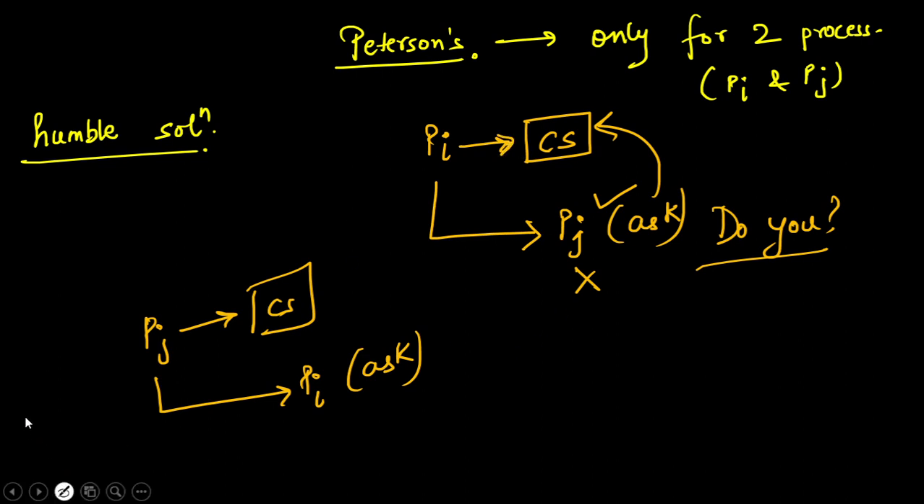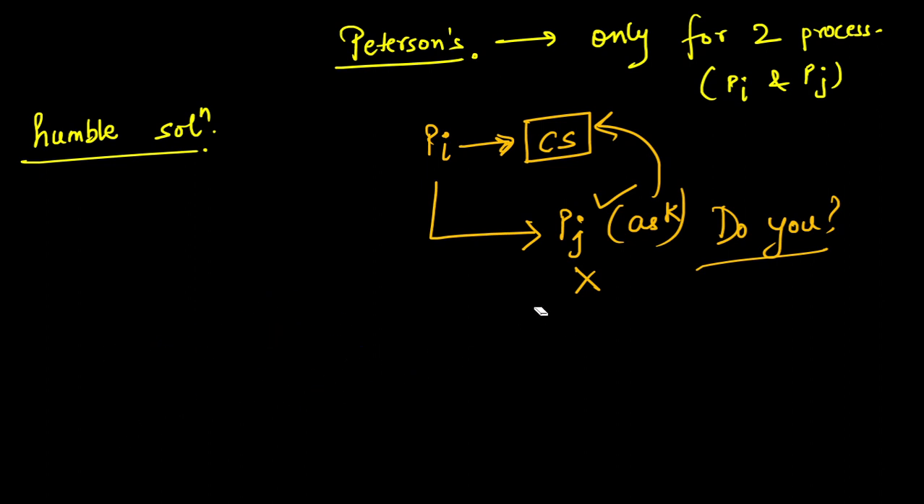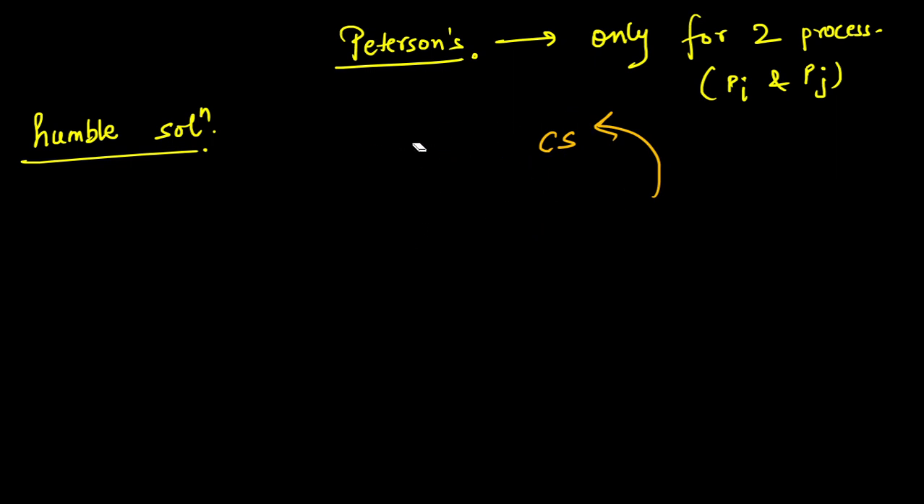So what is the first point? The first point is that it is a very humble solution. Humble means it is asking the other process, if you want to go forward, you can go, I'll wait for you. This is what it is saying.